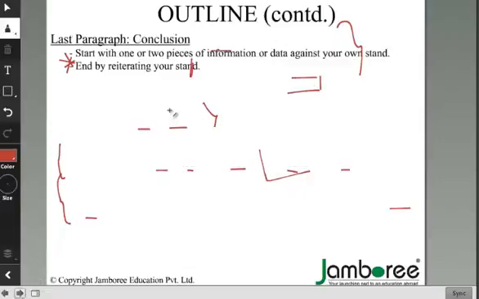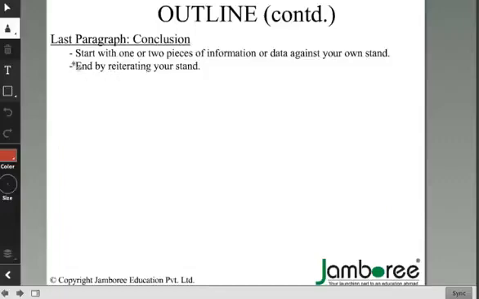The last paragraph should be the conclusion. So, now this is the important part. Let's say in the example that we discussed about the uniform national curriculum, you wrote an against essay.